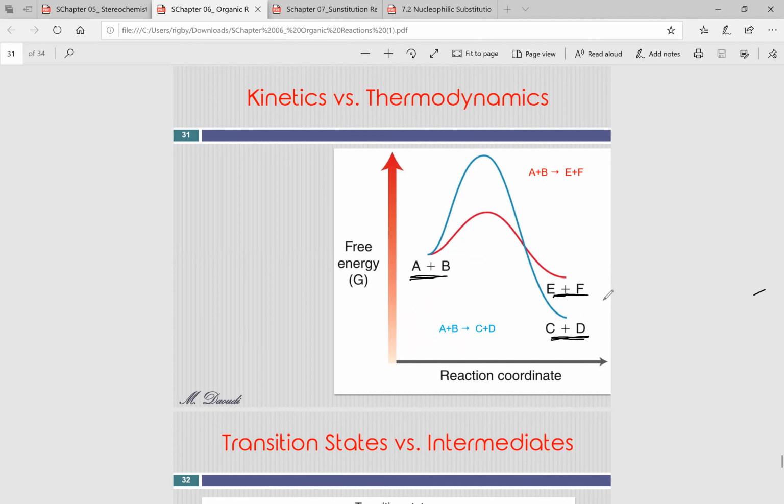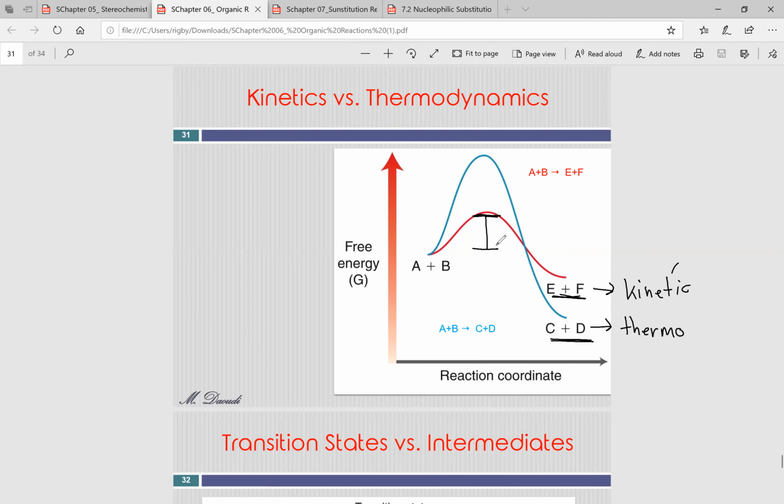The kinetic product is generally the one that's going to be formed the fastest. And the thermodynamic product is whichever product is the most stable. So how do we tell if something's more stable than the other? Well, generally, if something is lower energy, like C plus D is here, than E plus F, it's going to be more stable. So C plus D here is going to be our thermodynamic product because it is more stable. On the other hand, E plus F is going to be our kinetic product. Because it has a lower activation energy, it's going to form faster and be the kinetic product.